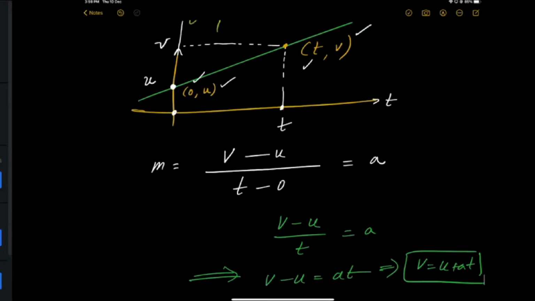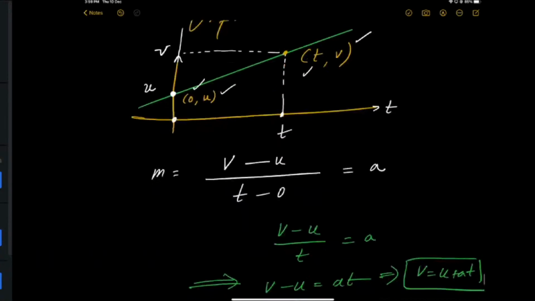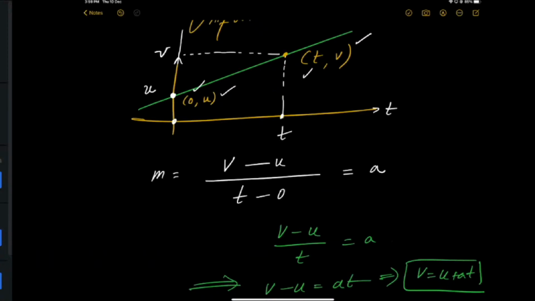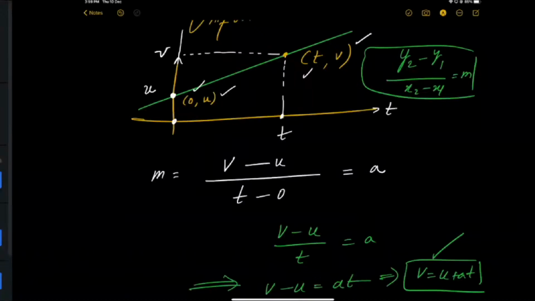And this is true only for uniform motion, because if you don't have uniform motion, you don't have a straight line, and if you don't have a straight line, this formula is invalid. (y2 minus y1) by (x2 minus x1) is equal to slope. This formula we used to derive this. So this formula is valid only for straight lines. So this equation is only valid for uniform motion, because you get a straight line in a velocity time graph only if acceleration is constant, correct?